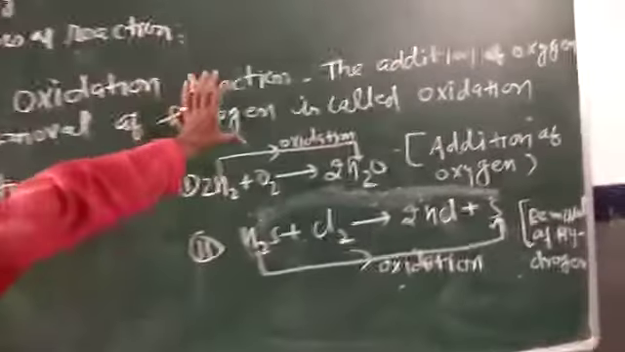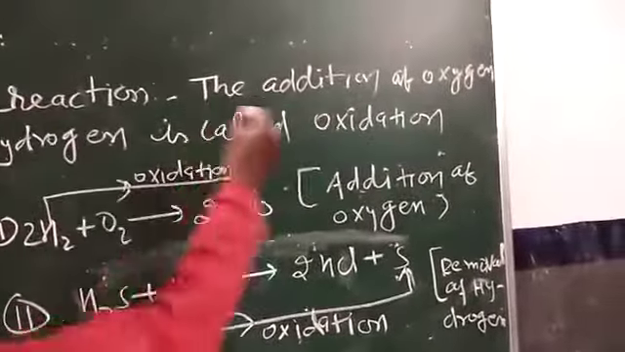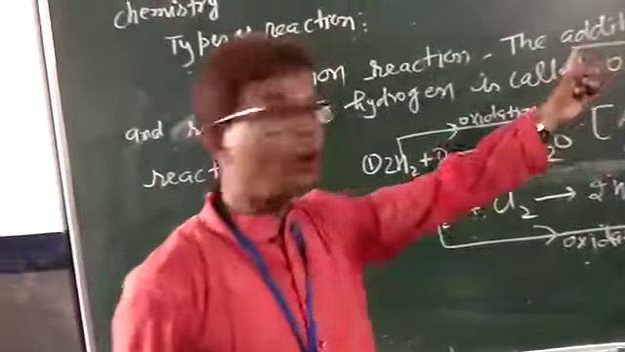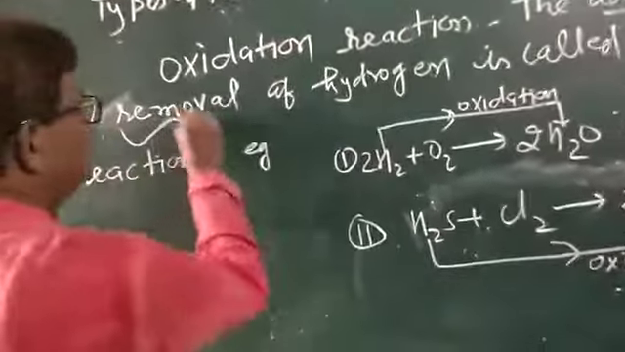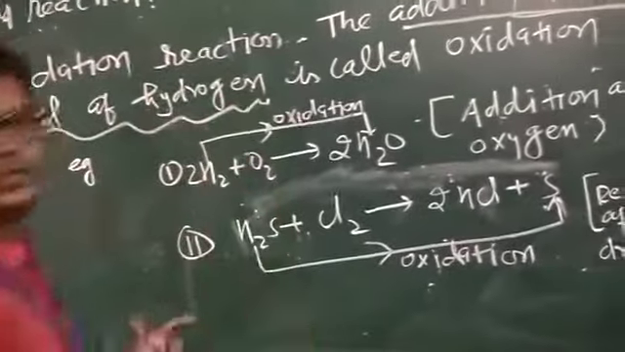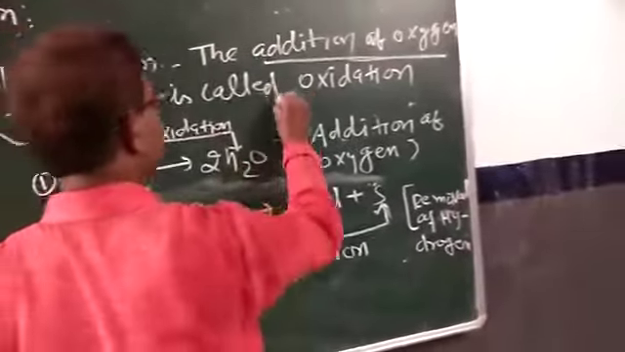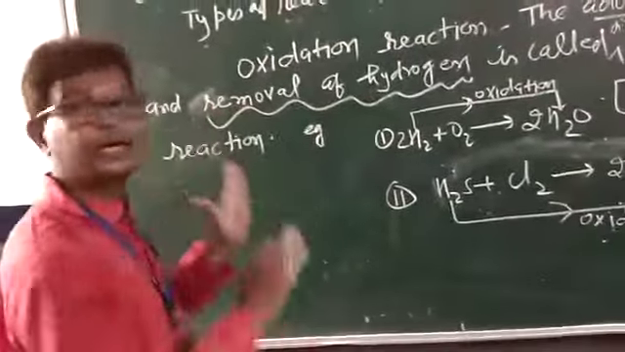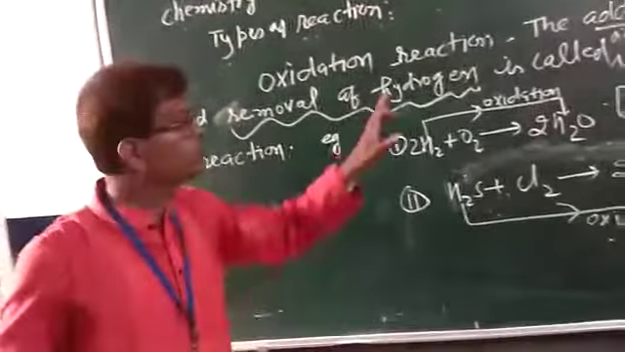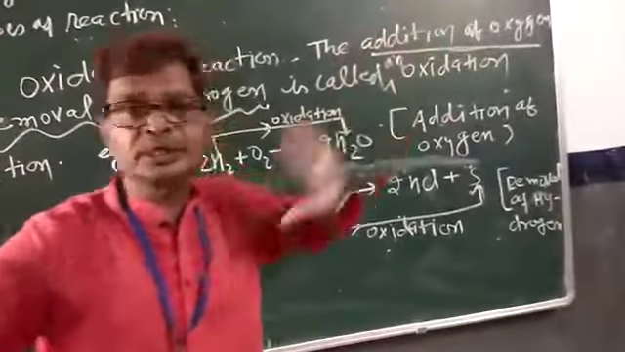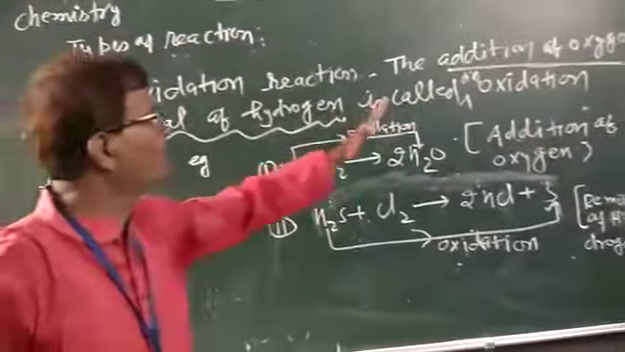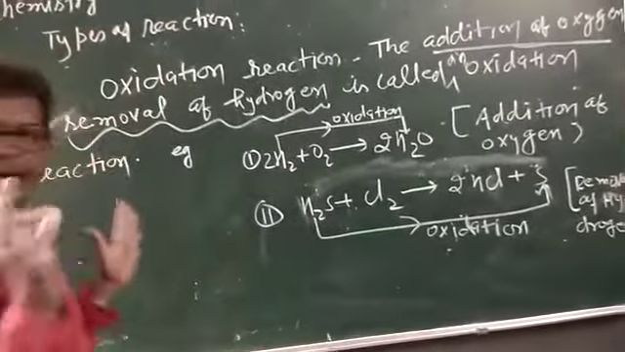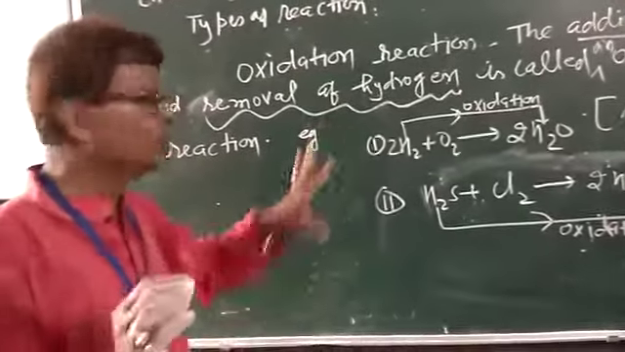See the definition cautiously. The addition of oxygen and removal of hydrogen is called an oxidation reaction. Just try to understand the oxidation reaction. The addition of oxygen and removal of hydrogen is called oxidation reaction. This can be cleared with the help of two examples.